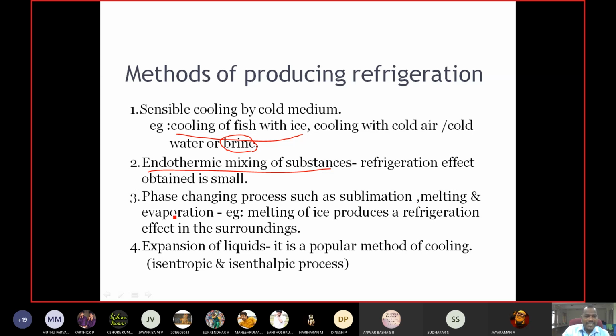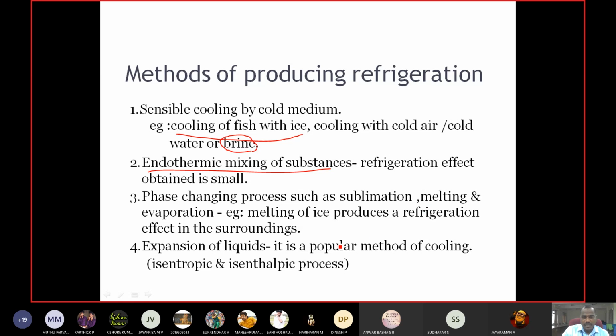Then we can have phase changing processes such as sublimation, melting and evaporation to get refrigeration. So the third possibility is the phase changing process. We know what sublimation is, and what melting and evaporation are. The melting of ice produces a refrigeration effect in the surroundings, that we know. Only when we melt the ice can we produce the refrigeration. Then the expansion of a liquid will also produce refrigeration.